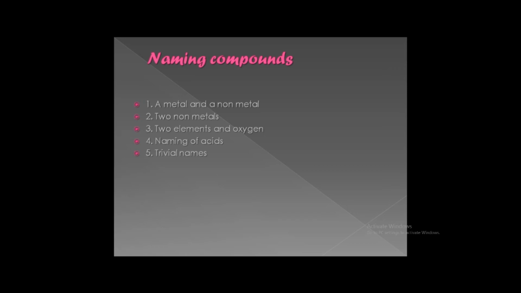Third rule for naming, if two elements and oxygen are there, there is a case like a compound NaClO. Na is one element, Cl is another element, and O is there. Here there will be 4 compounds with the same elements: NaClO, NaClO2, NaClO3, NaClO4. How to name these compounds?